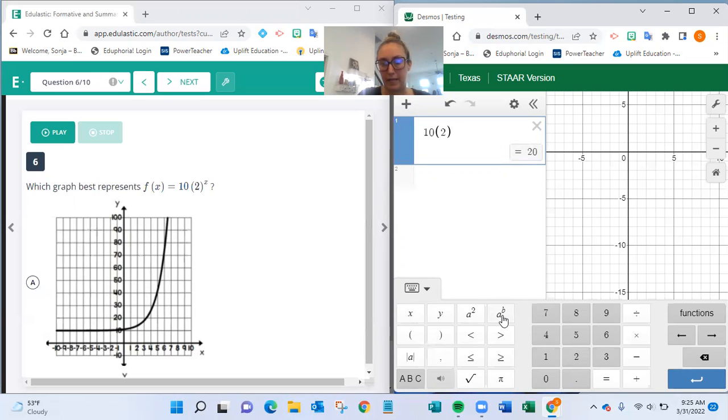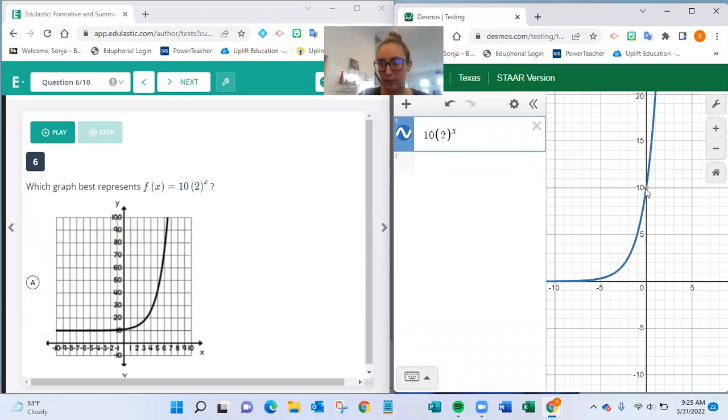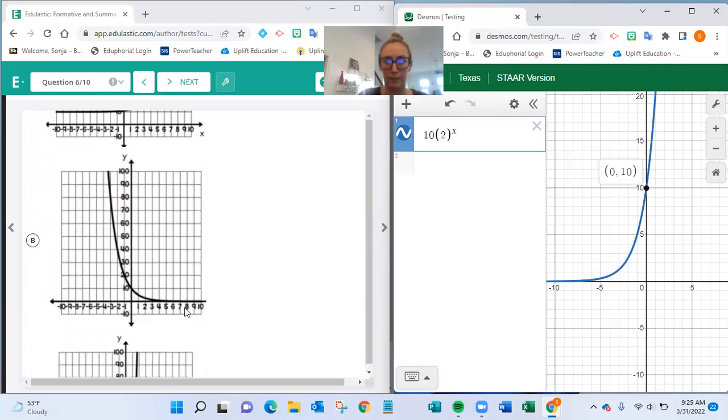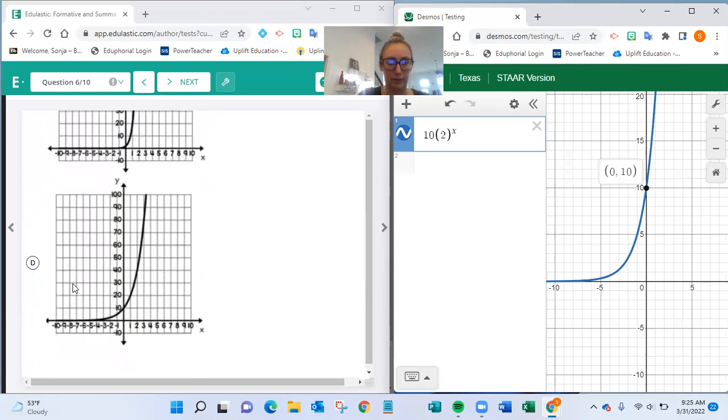I have to use my a exponent b, so I can have my exponent be an x. Now I'm just trying to see, okay, which one has a y-intercept of 0, 10, and it's going to kind of have an asymptote right at 0. It needs to go up in the positive direction. And it looks like D is going to be a match to the graph of the equation.